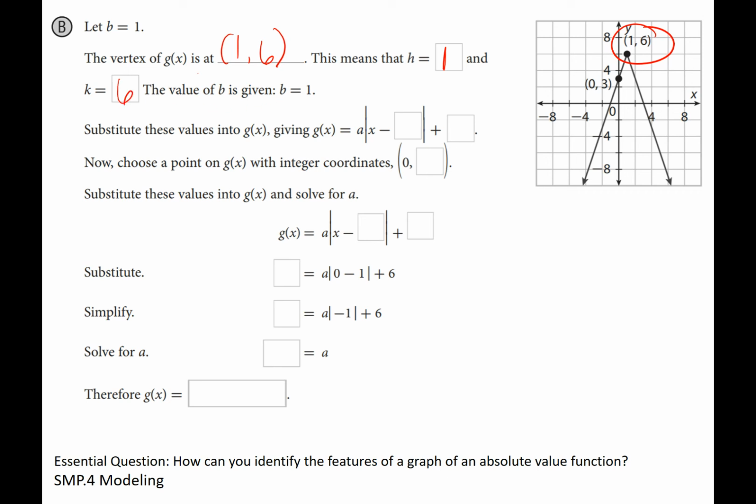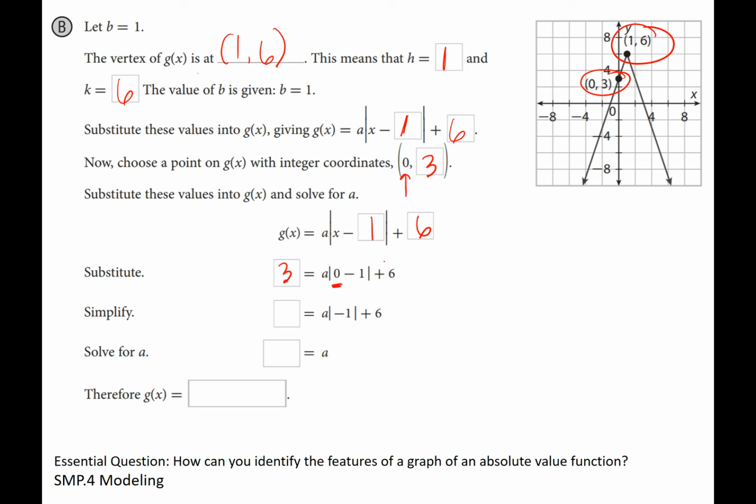So let's go ahead and substitute in. They're going to substitute in the 1. Notice we flip the sign and the 6. Choose a point on g of x with integer coordinates. So they're saying that we can pick this point that they marked for us, 0, 3. We're going to plug in our h and our k again. And then we're going to plug in 0 for the x, which they did for us, and then 3 for the g of x, because that's the y value. Remember, g of x is the y value.